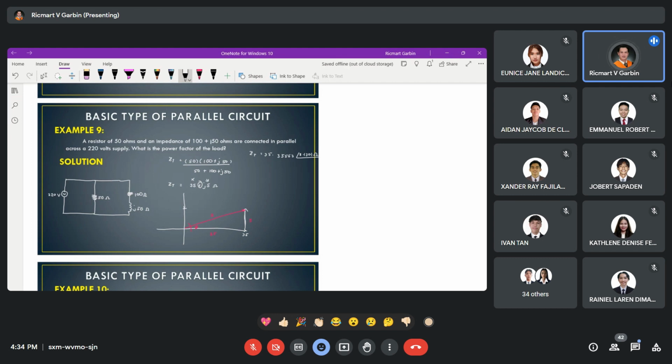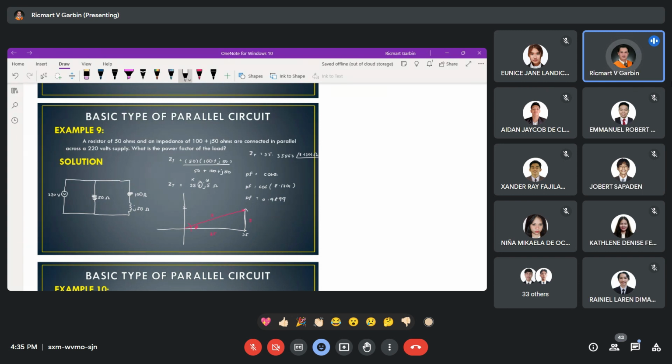Now, paano natin kukuhanin yung ating power factor? Ang hinahanap is power factor. Ang power factor natin can be computed which is equal to cosine of theta. So, ano yung theta na yon? Ang theta na ito ay yung angle of the impedance. So, therefore, ang power factor natin dito is cosine of 8.1301, which is equal to 0.9899.